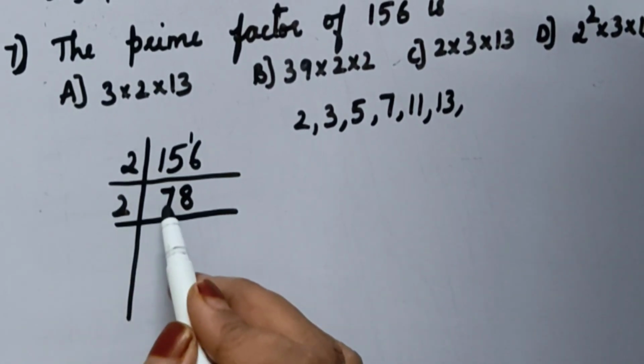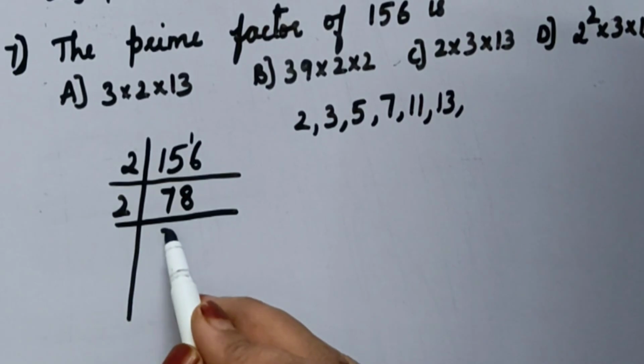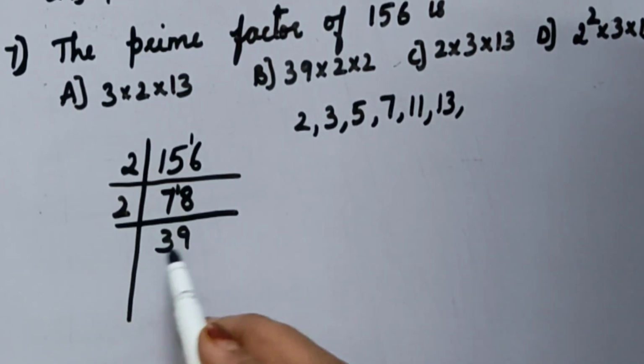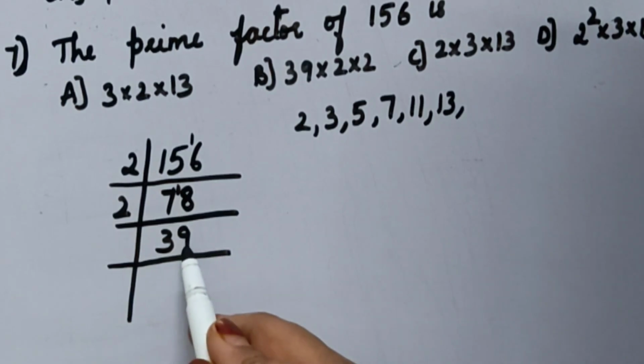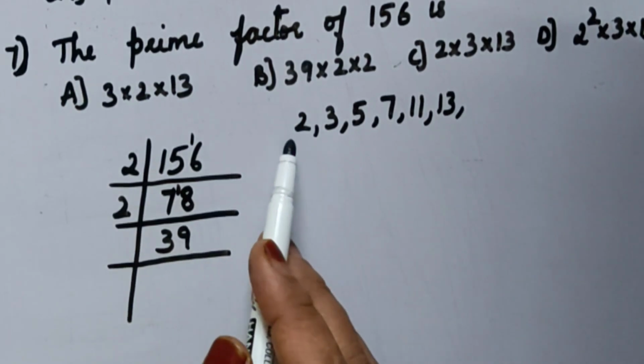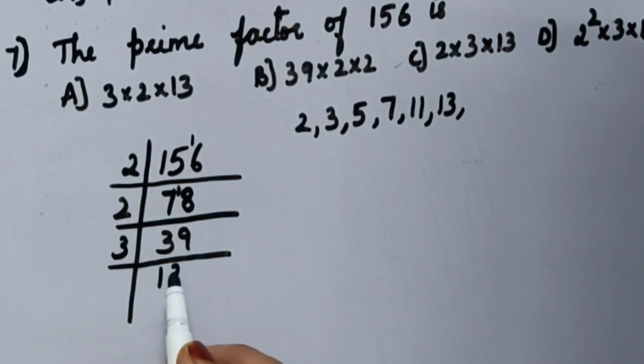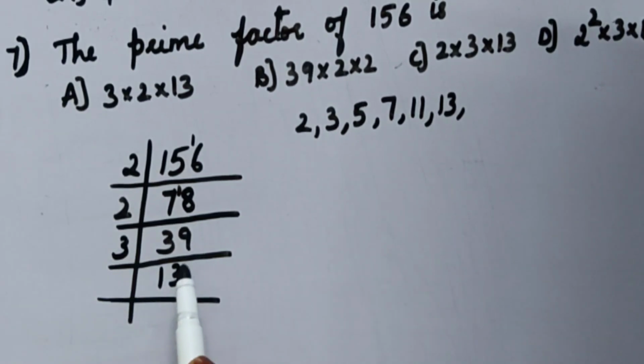Again it is an even number, so it goes in the 2 table. 2 3s are 6, 1 remainder, 2 9s are 18. As it is not an even number, we'll try the next number, that is 3. 3 1s are 3, 3 3s are 9. So again this is a prime number itself, we'll use 13. 13 1s are 13.